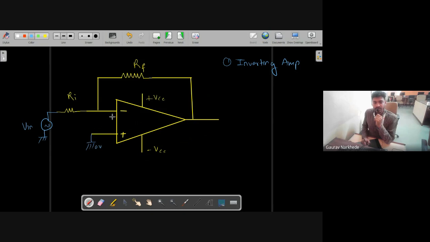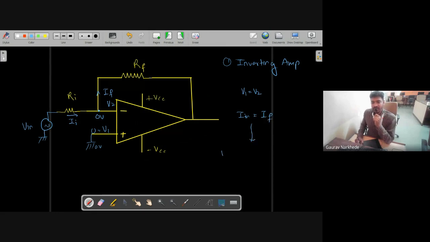So we know this voltage is V1, this voltage is V2, and V1 is connected to ground, and by the concept of virtual ground, V1 is equal to V2. This we have seen in the lecture. So this voltage is also 0 volt, and whatever current is flowing in the input resistance, that is I in, and whatever current is flowing in the feedback resistor, that is IF, right? Then we have the equation I in is equal to IF.